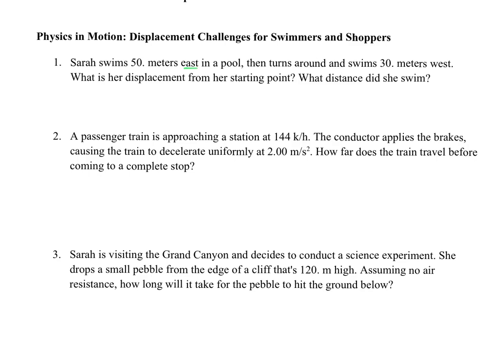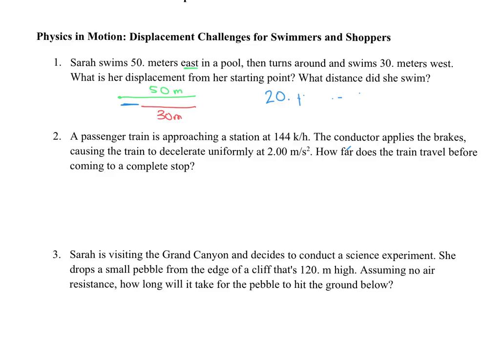If it says east, you're going to think of that as just the movement. So if she's starting here and she went 50 meters, then she turned around and she went 30 meters. My displacement is just how far she is from where she started. So I'm just going to subtract those two. My displacement is just going to be 20 meters.